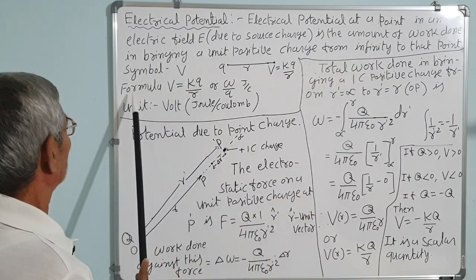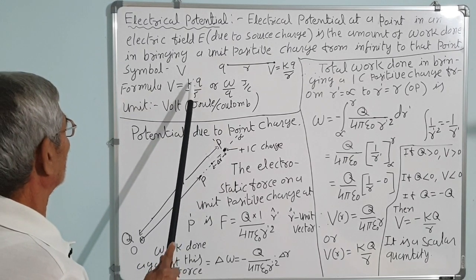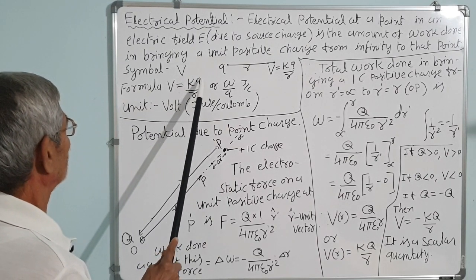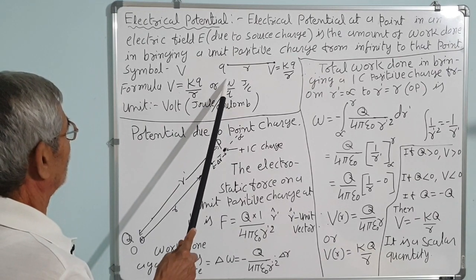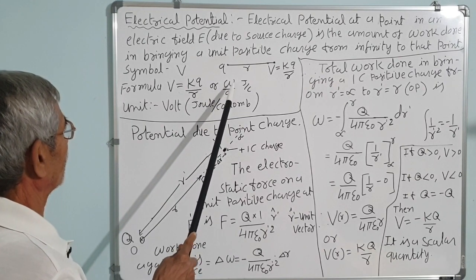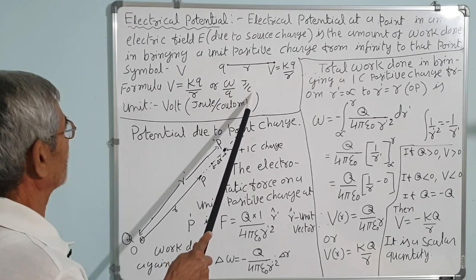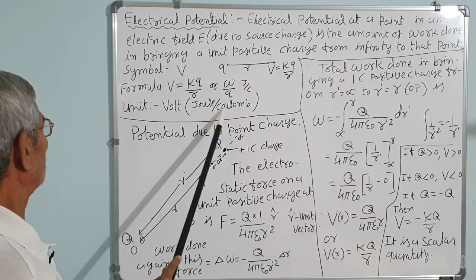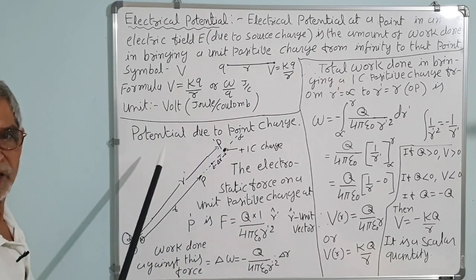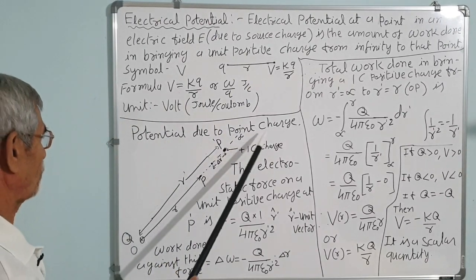Symbol is V. Formula: V is equal to KQ upon R, or 1 upon epsilon 0 Q upon R also, or W by Q, the work done per unit charge, work done upon charge, that is joules per coulomb. Work done is in joules and charge in coulomb. Joules per coulomb is volt. Let us see another theory, the potential due to a point charge.